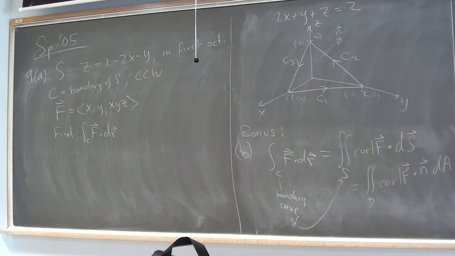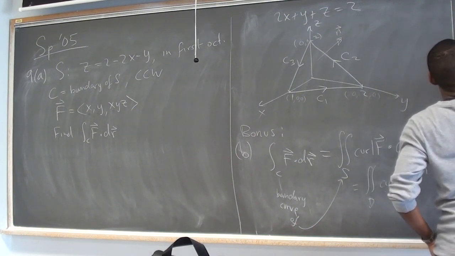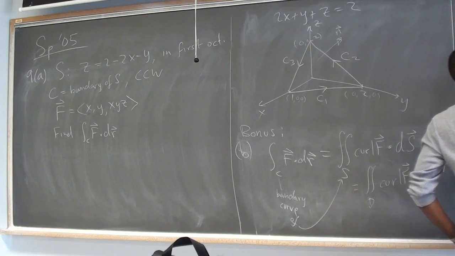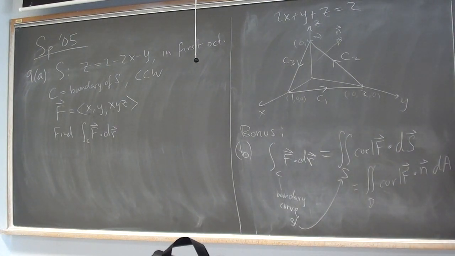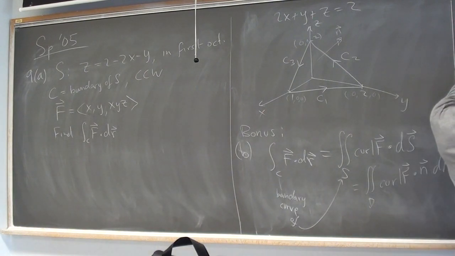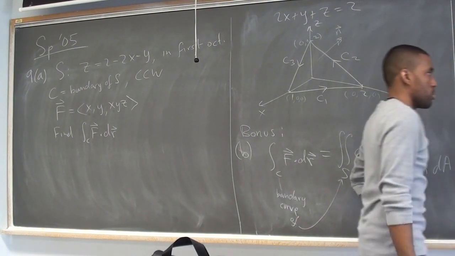So let's actually do that. We know our F is this guy, which means our curl F. Remember how to compute the curl? Do the determinant with i, j, k, partial with respect to x, partial with respect to y, partial with respect to z, of x, y, x, y, z. So that is xz minus 0. This is yz minus 0, so it's minus yz, 0, 0. That's going to be my curl.